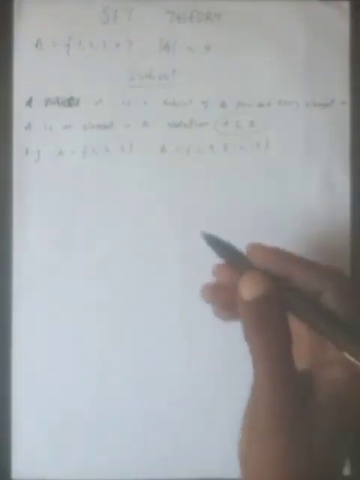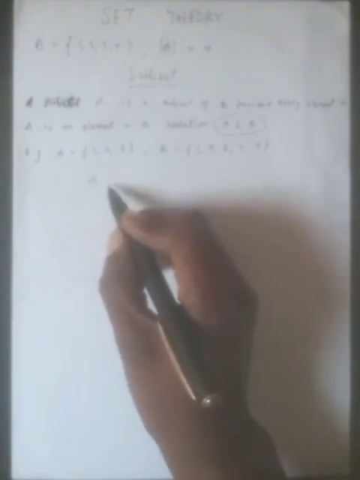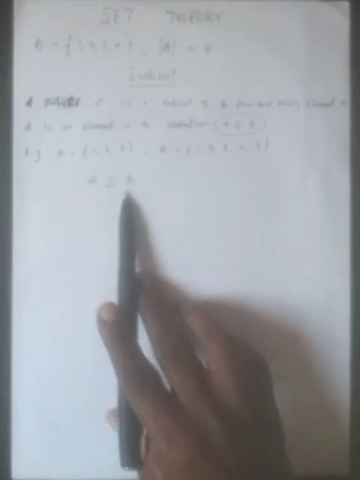But mathematically, how do we put that? We say A, this subset symbol, then followed by B, showing that all the elements in A can also be found in set B. So that is just what the subset is all about.